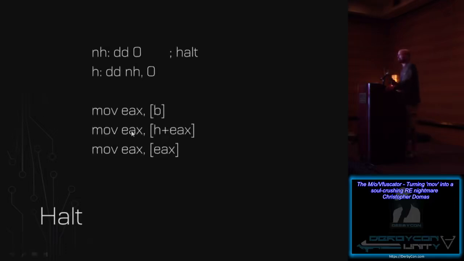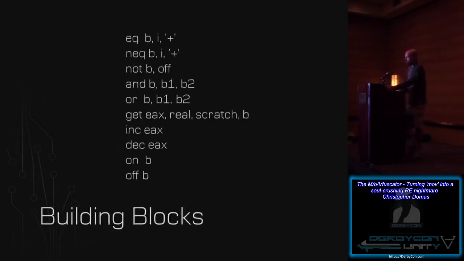Of course, we don't want to do that every single time we hit the instruction. We want to conditionally stop our program when it's time to stop it. So here's how, using only move instructions, we can conditionally dereference null in order to segfault our program to stop it. So at this point, we've got some pretty useful building blocks for actually writing move-only programs.